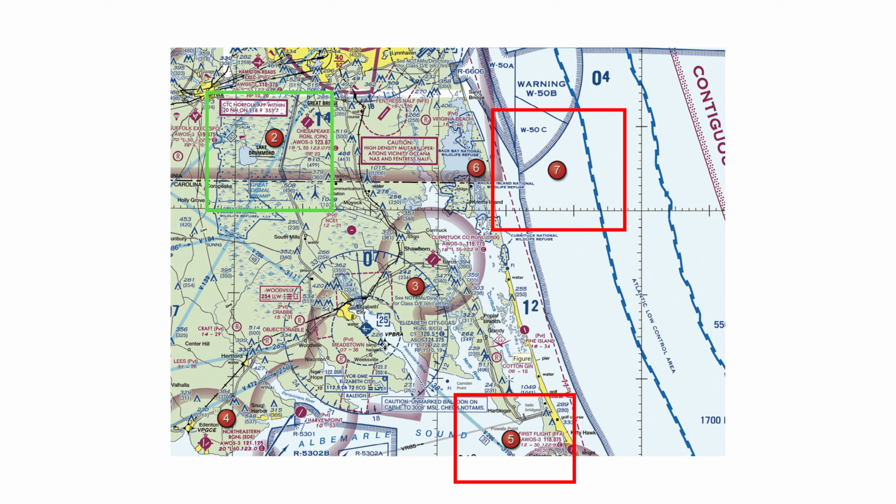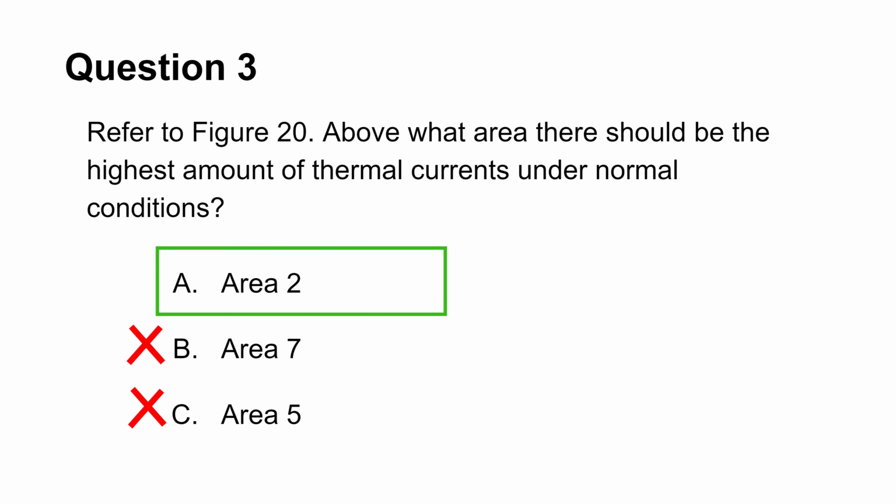Area 2, on the other hand, is located on land. Even though there is a lake and a swamp at Area 2, it is still much likelier to be a source of a thermal, making choice A the answer.